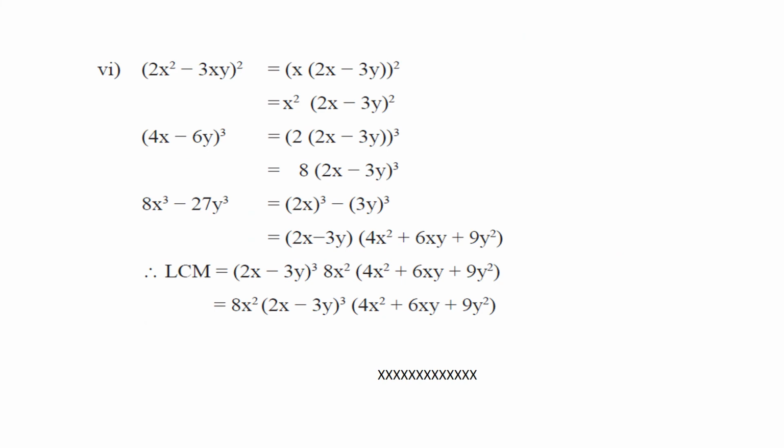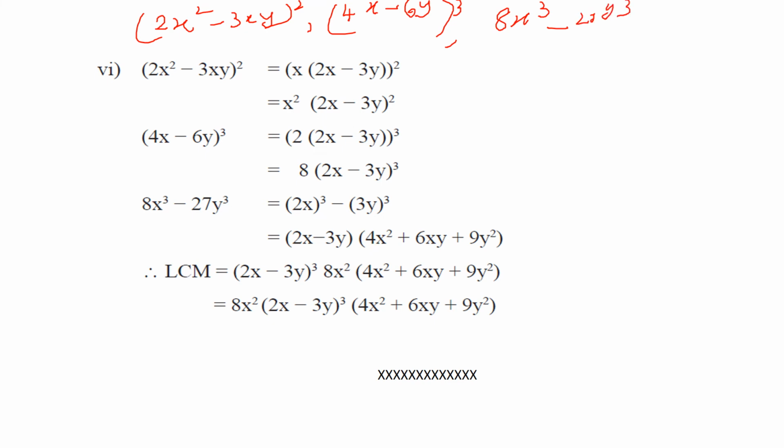Sixth one, 2x squared minus 3xy whole squared, comma, 4x minus 6y whole cube, comma, 8x cube minus 27y cube. First one, 2x squared minus 3xy whole squared.